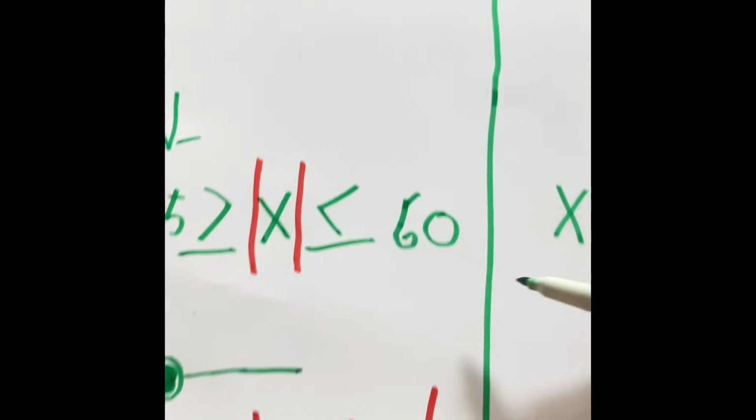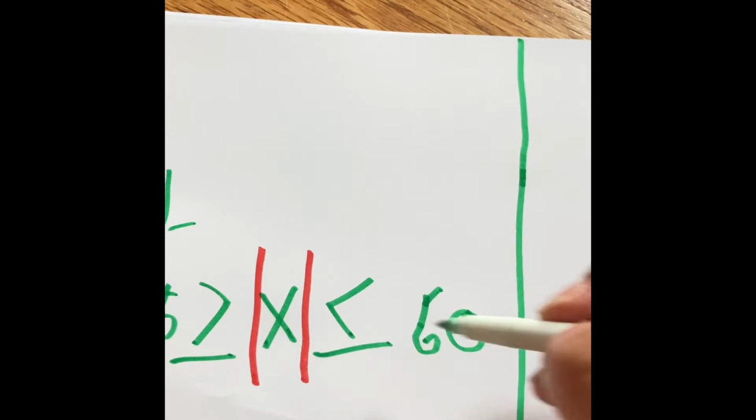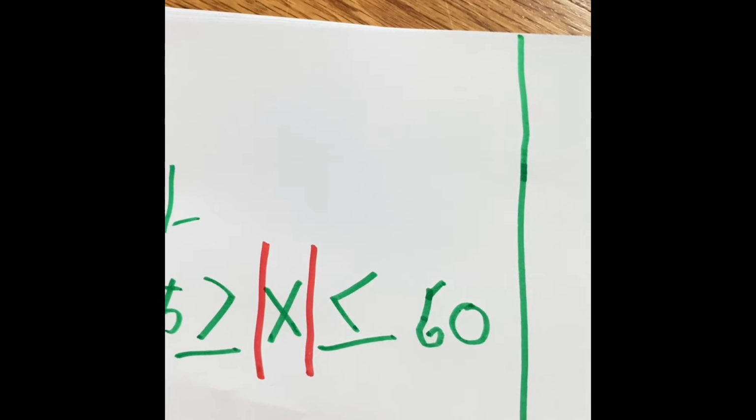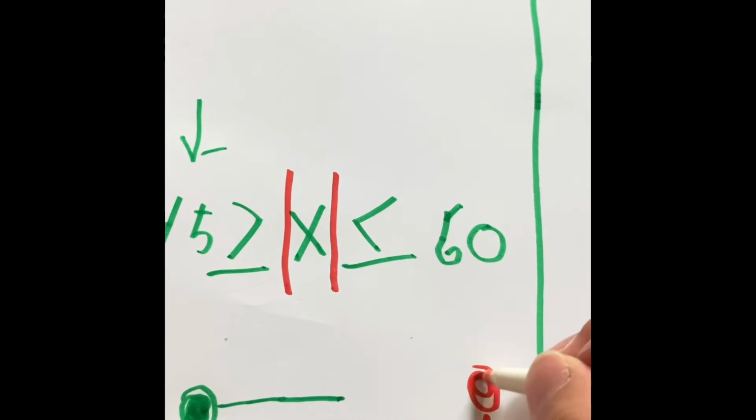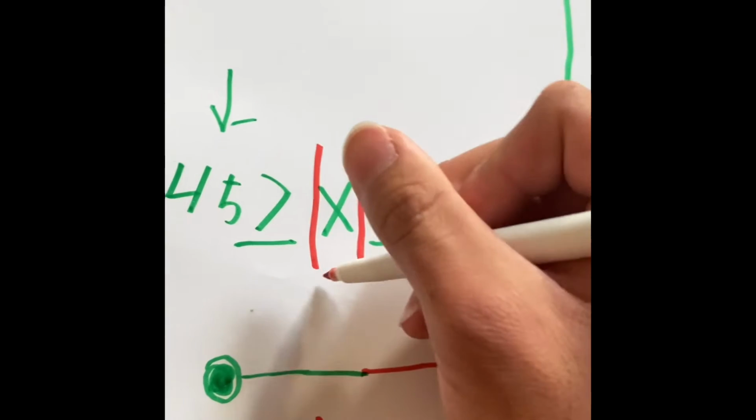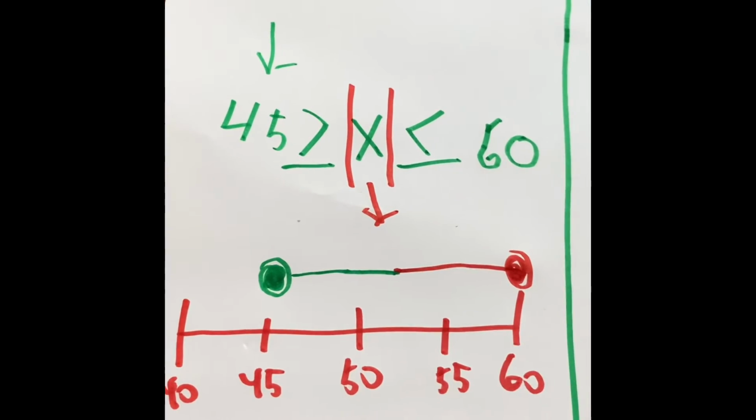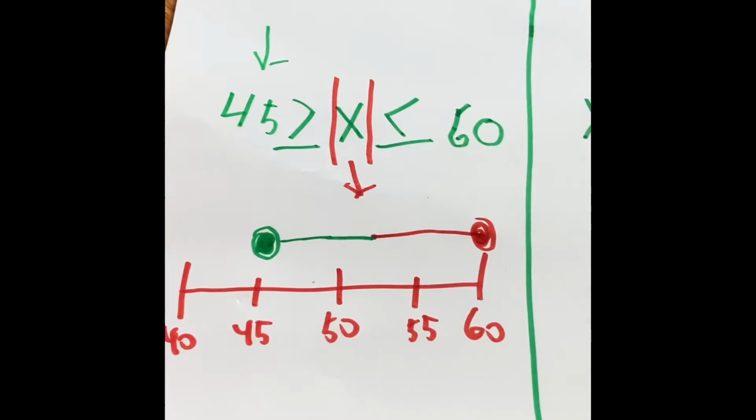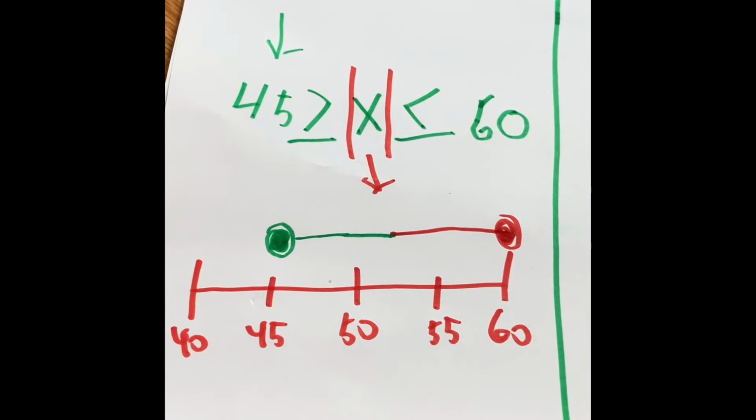But it also says that x has to be at most 60, so pretty much x can be 60 or less. So we're going to put another bubble right here and connect the two. So x has to be within the middle, or at 45 and 60. So this is one example of a compound inequality.